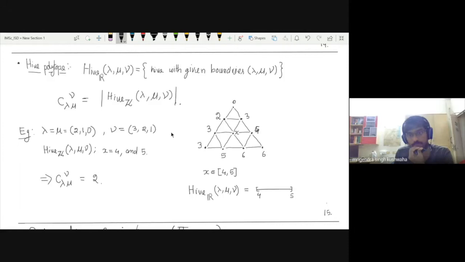After fixing this, there is one free variable. Imposing all the hive conditions gives the solution that x should lie between 4 and 5. That is the only possible solution, so this hive polytope is the interval from 4 to 5. But if you want the Littlewood-Richardson coefficient, you have to look at only the integer solutions, that is 4 and 5, the only two solutions. So this c of lambda, mu, nu for this particular lambda, mu, nu is 2.